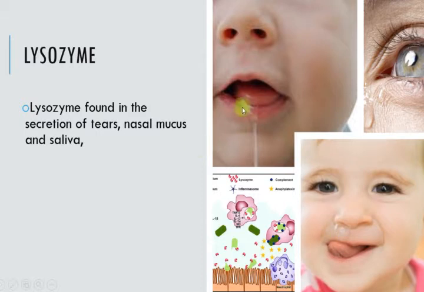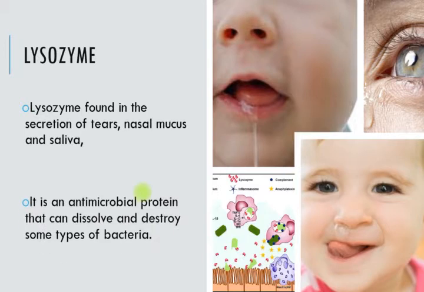So this is the secretion of the saliva. So our saliva contains lysozyme. And this is the tears. Tears also contain lysozyme, and also mucus secretion. Mucus secretion also contains lysozyme. It is part of the first line of defense.